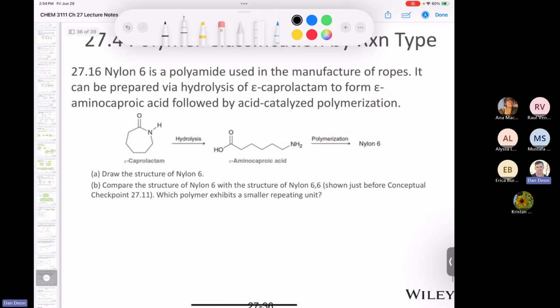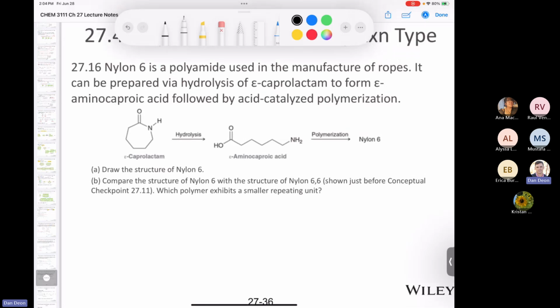This is the last question in the chapter. It says nylon 6. Okay, so nylon 6. Notice you have 1, 2, 3, 4, 5, 6 carbons here in epsilon aminocaproic acid. But anyhow, it says nylon 6 is a polyamide used in the manufacture of ropes. It can be prepared via hydrolysis of epsilon caprolactam to form epsilon aminocaproic acid, followed by acid catalyzed polymerization. So draw the structure of nylon 6 and compare it with nylon 6,6. Which one has a smaller repeating unit?